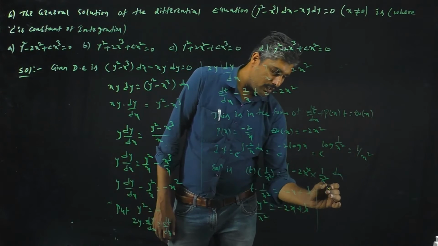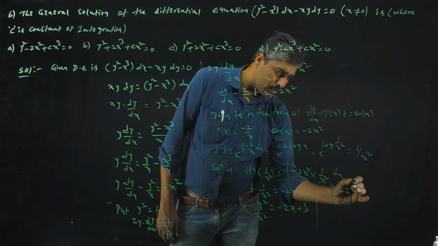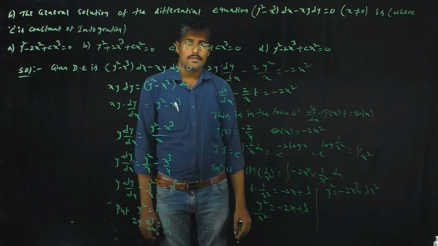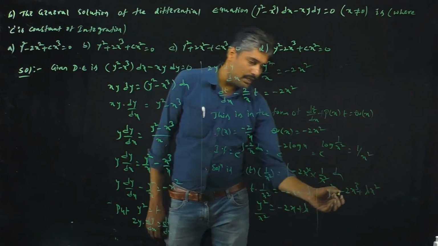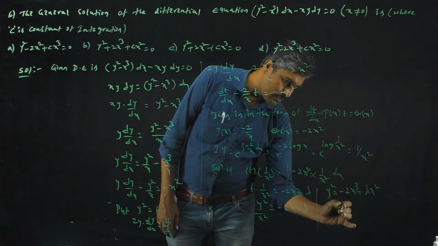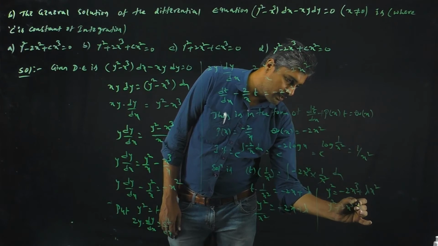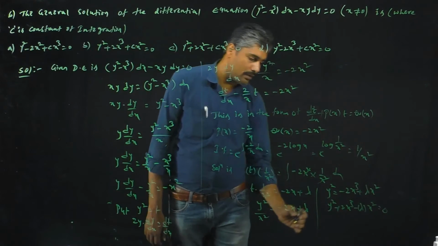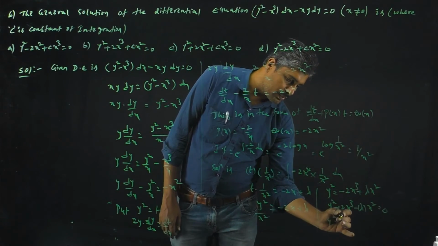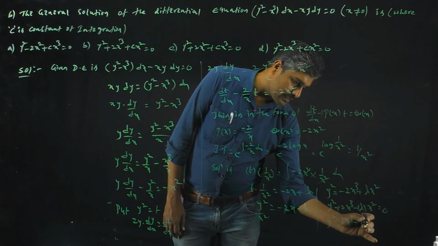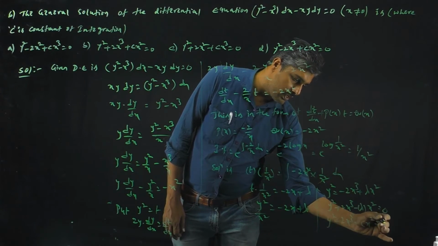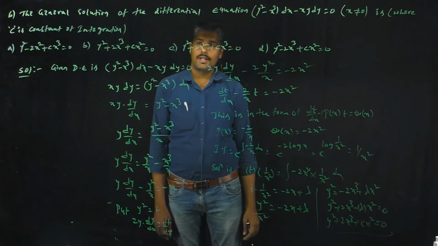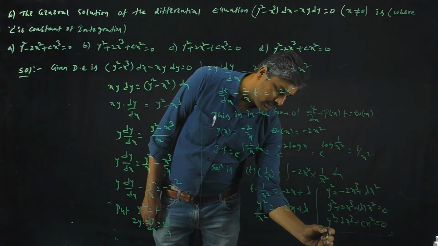Therefore, y square equal to minus 2x cube plus lambda x square. Taking everything to the left side, y square plus 2x cube minus lambda x square equal to 0. We take minus lambda equal to c, then we get y square plus 2x cube plus cx square, where c is the integral constant, equal to 0. Therefore, y square plus 2x cube plus cx square equal to 0. Option B is the correct one.